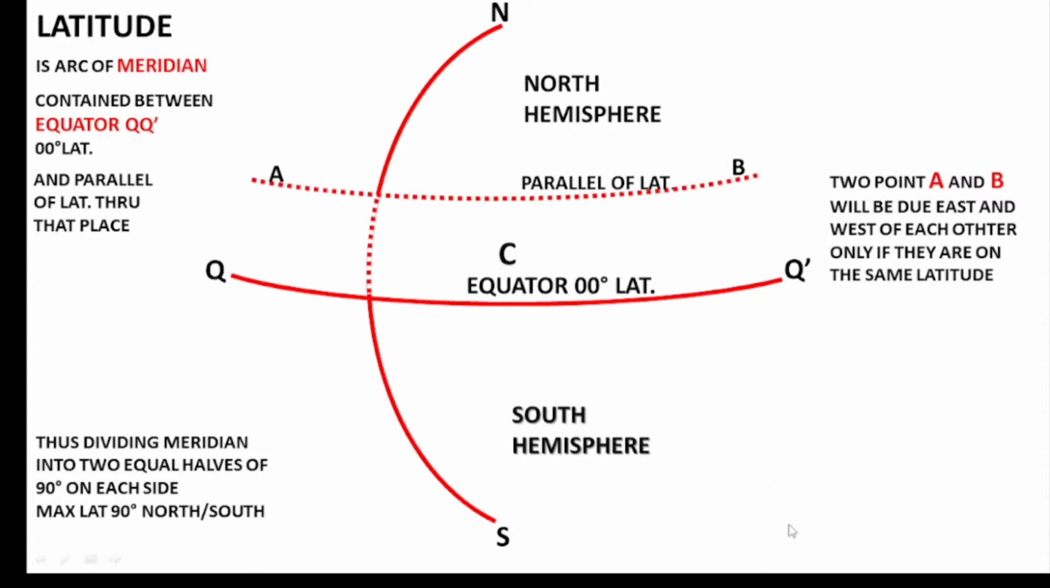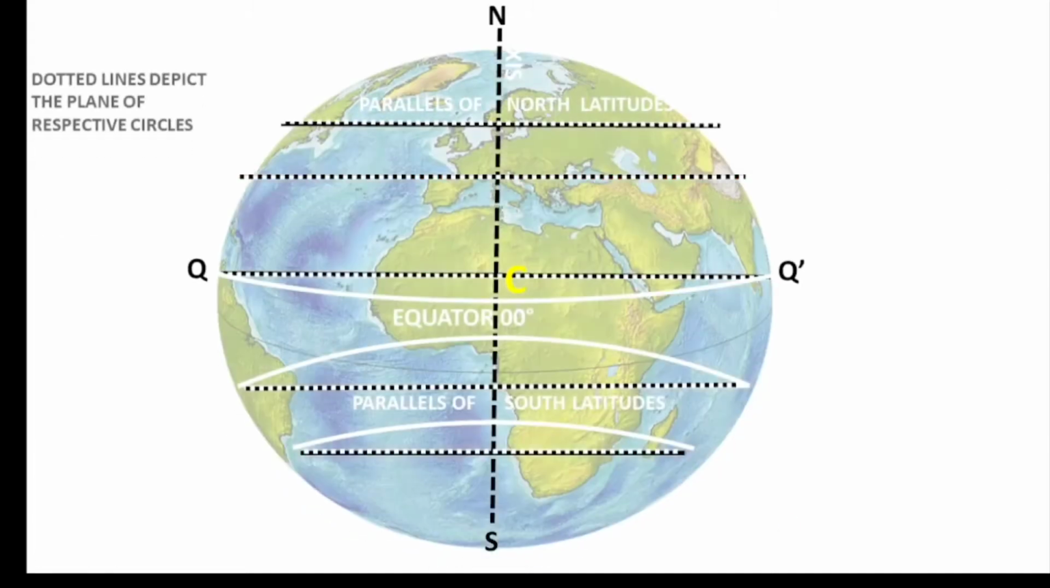This I'm repeating on and off because it is going to be important for us when we start solving problems on parallel sailing. So we should know when a point is north of us or south of us or east of us or west of us. So north and south only possible when they are on the same meridian. East and west only possible when they are on the same latitude.